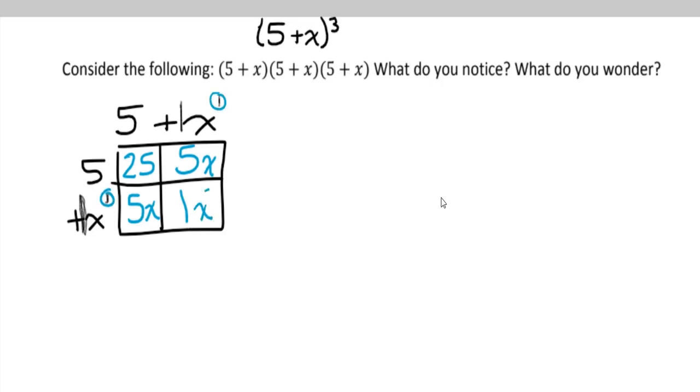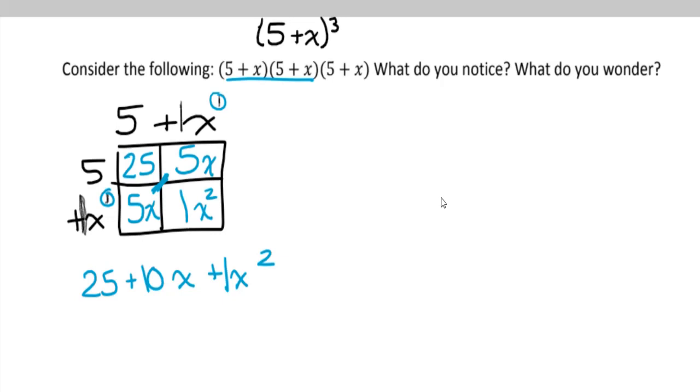X squared. Okay, I'm going to use that trick that we talked about above. I'm going to add the like terms as I go. So right now I have 25, which does not have a like term. Positive 5 and positive 5 add together, combine to make 10x. And this 1x squared is all by itself. So far I've only multiplied 2 of these together, and I got this answer. Now I still have to multiply again a 3rd time.